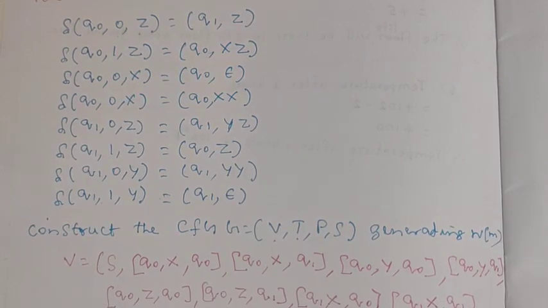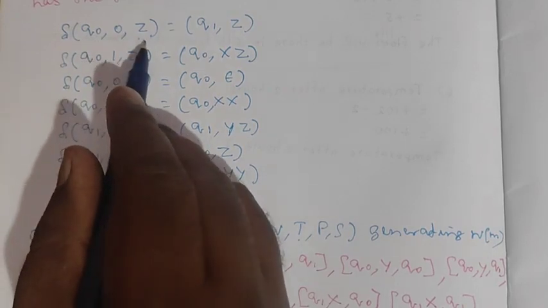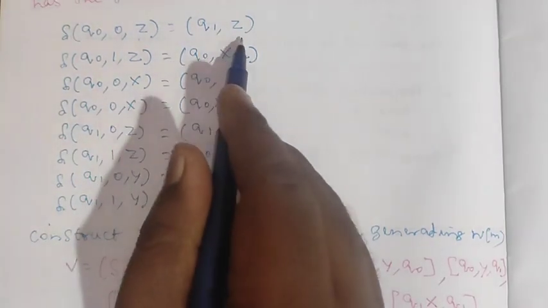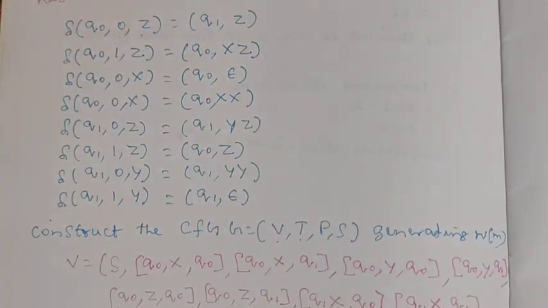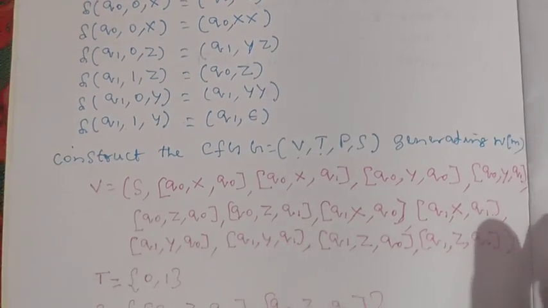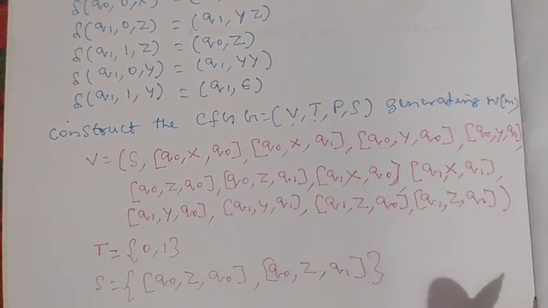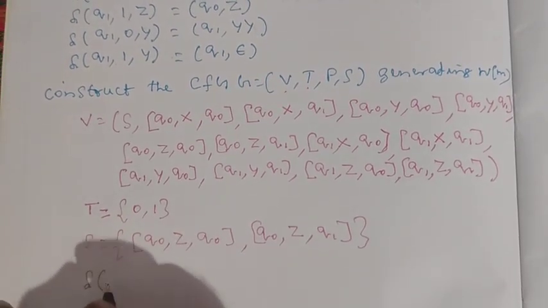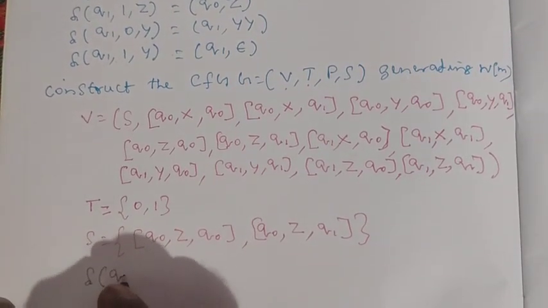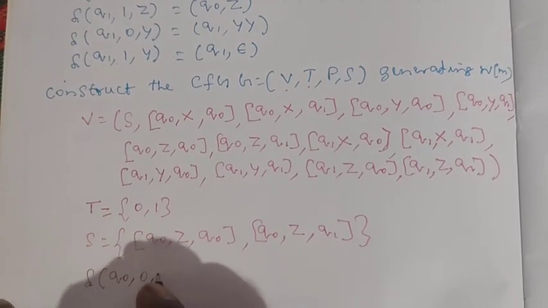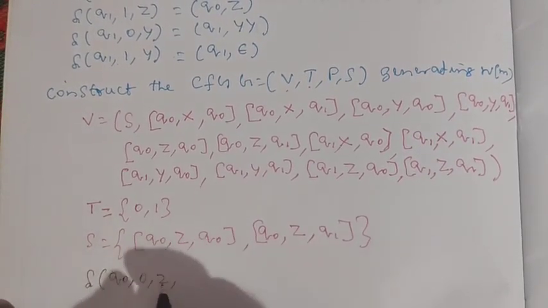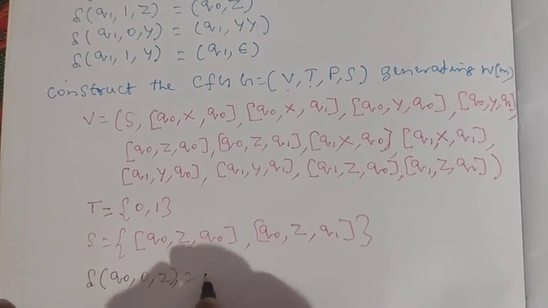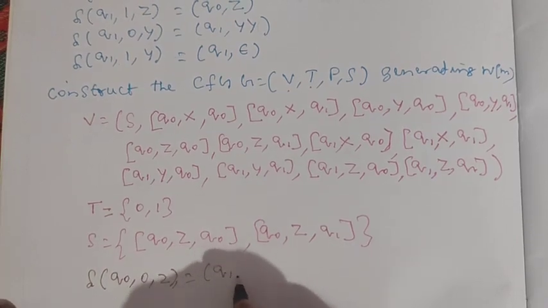Now let us take the first transition into account. So what is the transition? Delta of Q0, 0, Z goes to Q1, Z. Okay. Now we will write the productions for this. So delta of Q0, 0, Z is equal to Q1, Z.